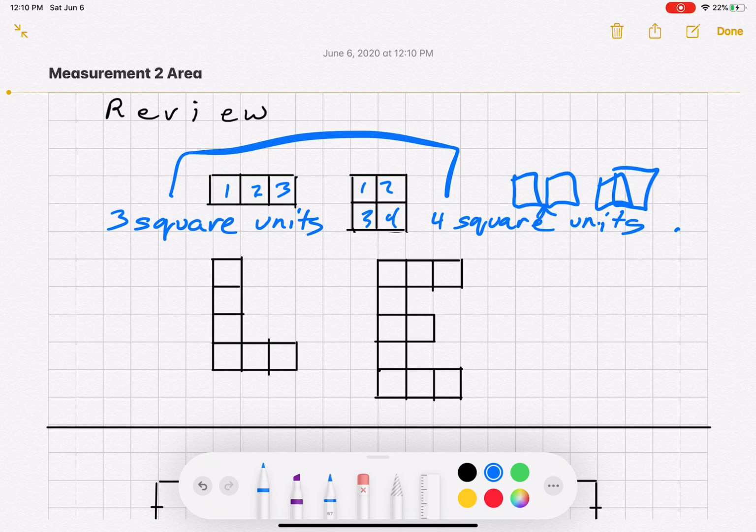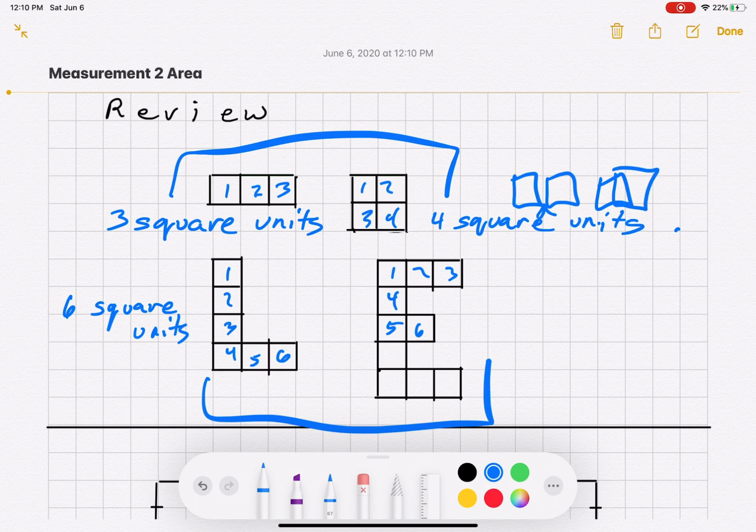Okay, so if you can do the next two, pause the video. Okay, so now looking at these shapes, I have 1, 2, 3, 4, 5, 6. So I have 6 square units. Do I need to write square units? Absolutely. And we'll get into that in a sec. And this one has 1, 2, 3, 4, 5, 6, 7, 8, 9, 10 square units.